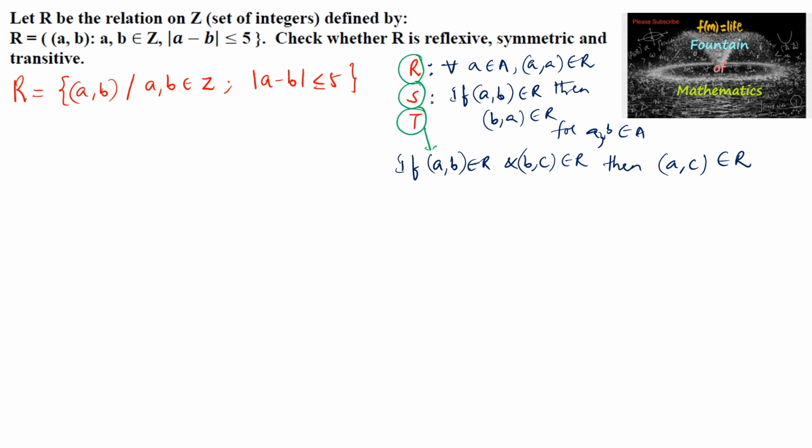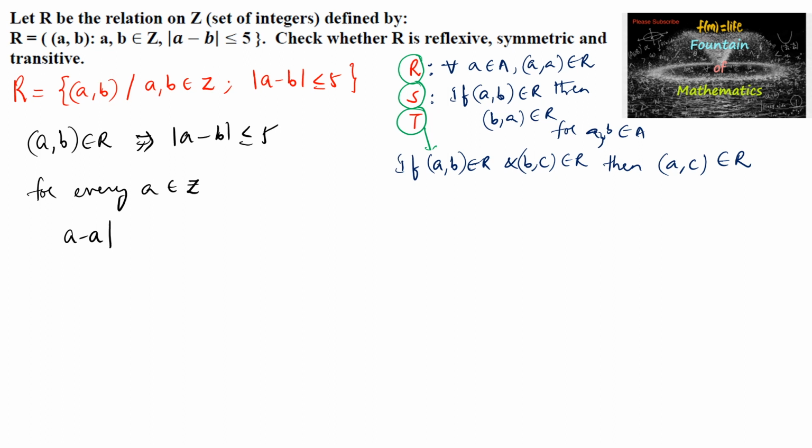So let us check this relation R. It is given as ordered pairs (a, b), we can write (a, b) belongs to R where mod of a minus b is less than or equal to 5. For reflexive, for every a belonging to Z, a minus a, that is mod, is 0, which is always less than or equal to 5. So for every a belonging to Z, (a, a) belongs to the relation R, and hence we can say the relation R is reflexive.